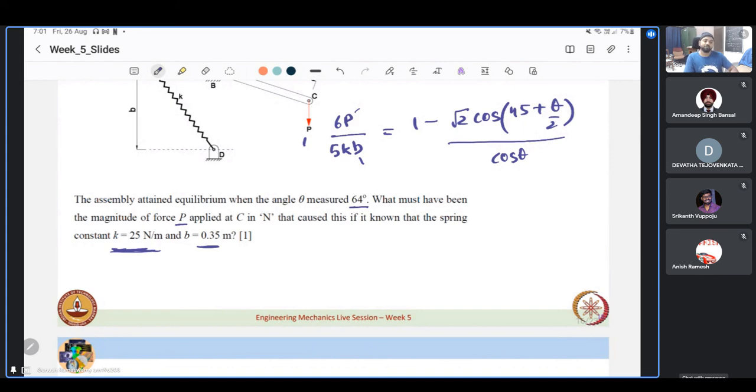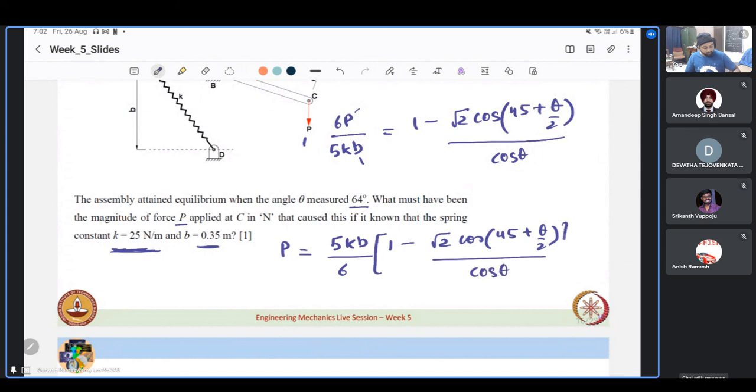We can see readily from this question how it will be applied. If P was not given, P is supposed to be calculated here. Instead, if we know P, if we have to select a spring, again it's just the same problem with one unknown. So let us go ahead and calculate P. So P comes out to be nothing but 5 kb by 6 into this whole big thing, over cos theta. And theta we have got as 64 degrees.